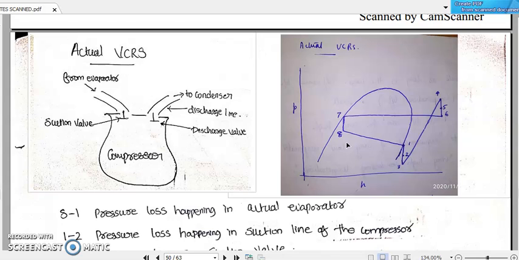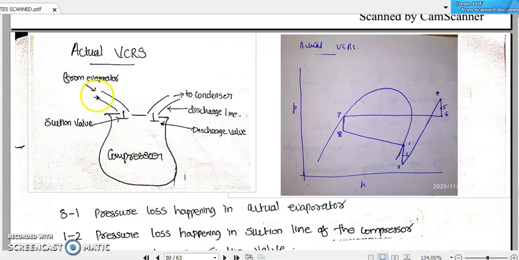In most of the practical cases, there will be several losses in all the actual processes. For example, our main energy consuming device is the compressor. So in a refrigerator, the main energy consuming device is the compressor. So now let us focus on our compressor part, because it is the largest energy consuming device when we are considering a refrigerator.